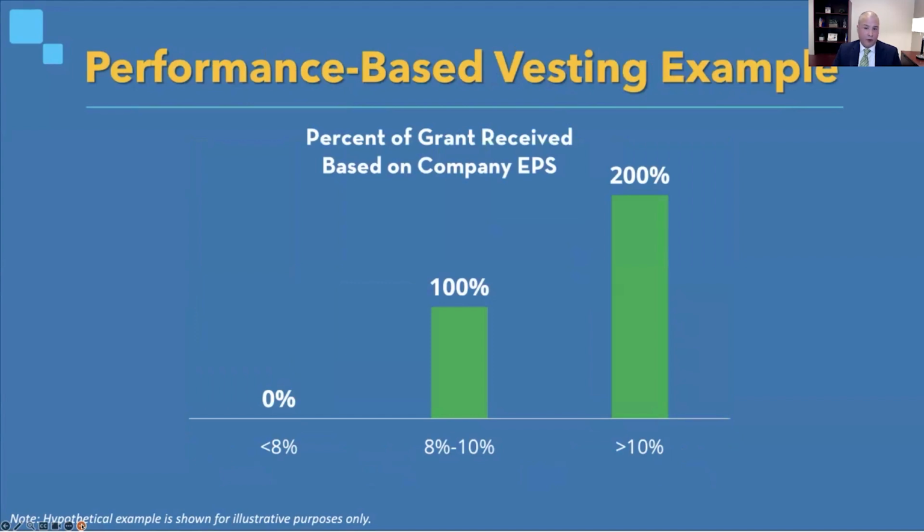Next up, we have a performance-based vesting example. Performance-based vesting, there's a variety of metrics that can be used. The typical metrics include things like earnings per share growth of the company or relative stock performance compared to a company's peer group.